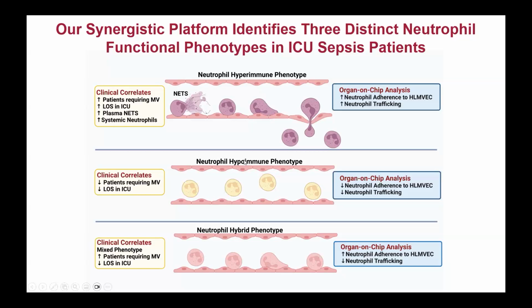In the hypoimmune group, in contrast, the neutrophils are happier. They don't care. They don't adhere and migrate as much. These patients tend to require less mechanical ventilation, and they are in the ICU for a shorter period of time.